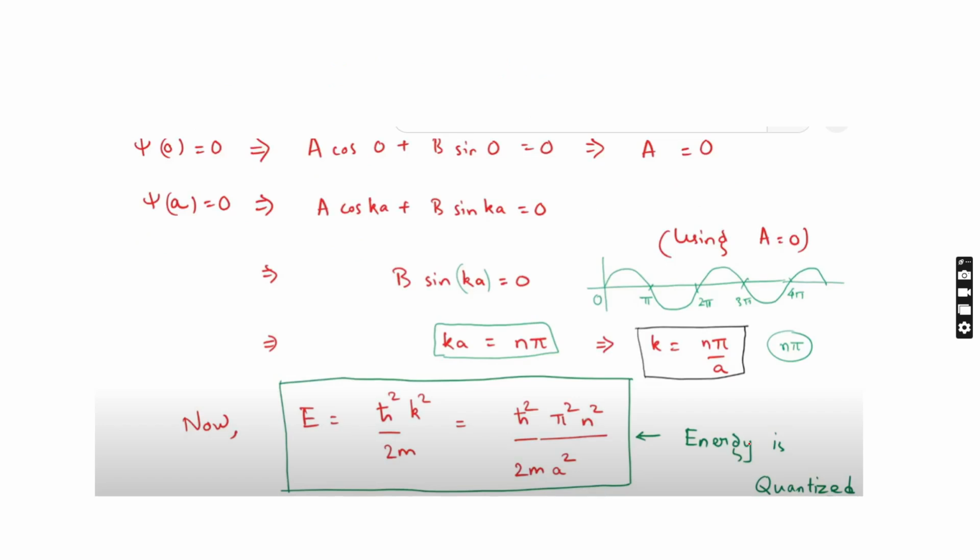Then we will get k equal to n pi, so k is equal to n pi by a. So it will be a function like this. Okay, so then the energy we can write as h cross squared pi squared n squared divided by 2m a squared. So here the energy will be quantized with the n value.